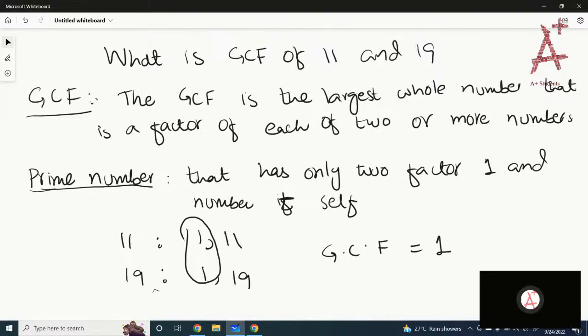So what we did, we found the greatest common factor. The greatest common factor is the largest whole number that is a factor of each of two or more numbers. What we need to do is write the prime factorization of both the numbers. Prime numbers are the numbers that have only two factors, one and the number itself. So the prime factors of 11 are 1 and 11, and the prime factors of 19 are 1 and 19. So the GCF of 11 and 19 is 1. Got it? Okay, good. Let's start with another example.